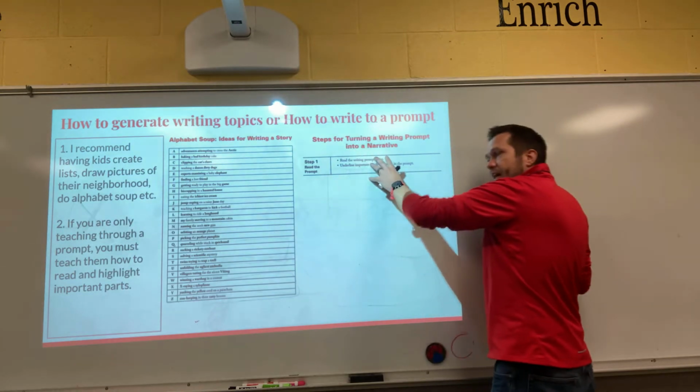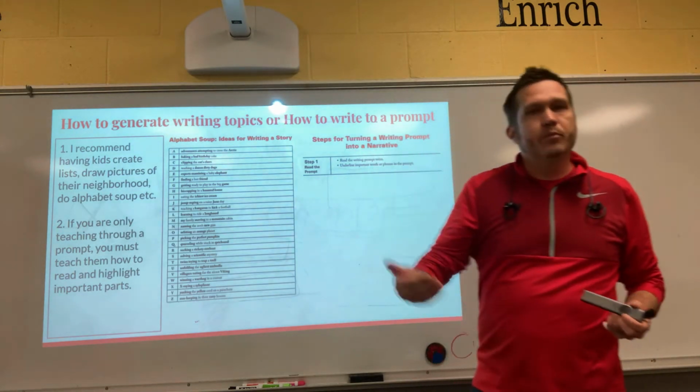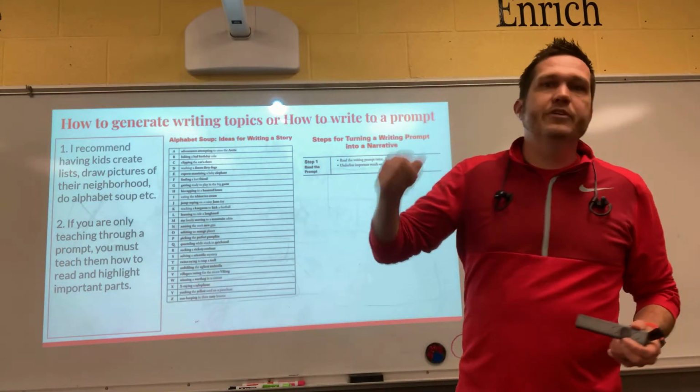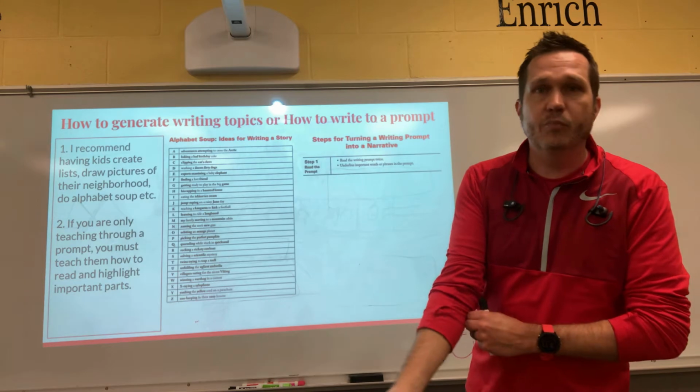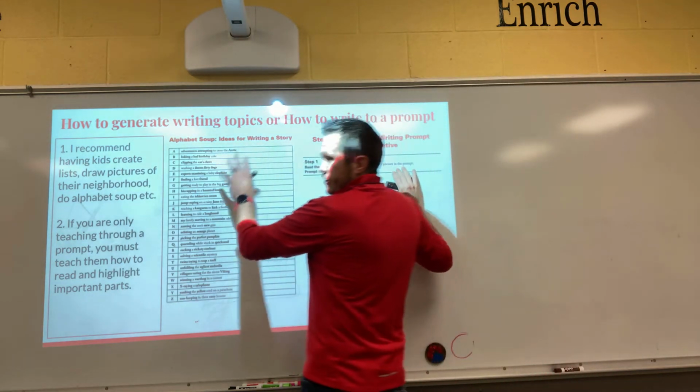You also have the fact that you might be just telling them to write to a prompt, so you have to show them how to break a prompt down. With a narrative prompt, it's much easier. You're going to have them read the prompt. You're going to teach them to underline the important things. So pretty simple on that one. But those are really the two things. You have to teach them how to generate ideas.